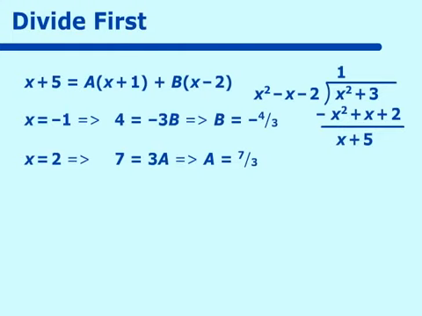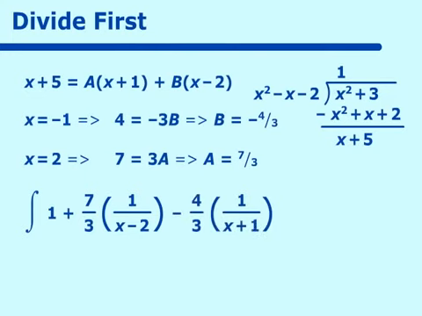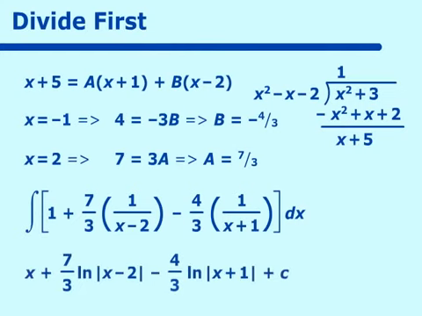Setting this up again, we'll have the integral of 1 plus a, which is 7/3, times 1 over (x minus 2), plus b, which is negative 4/3, times 1 over (x plus 1). Of course, all of that is dx. And this time we have to take the integral of 1, which is x, plus 7/3 ln of the absolute value of (x minus 2), minus 4/3 ln of the absolute value of (x plus 1), plus our constant.